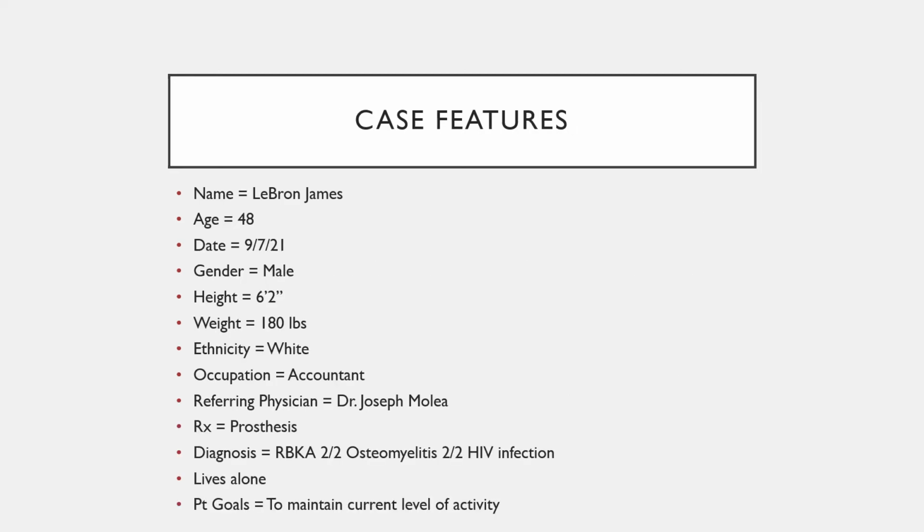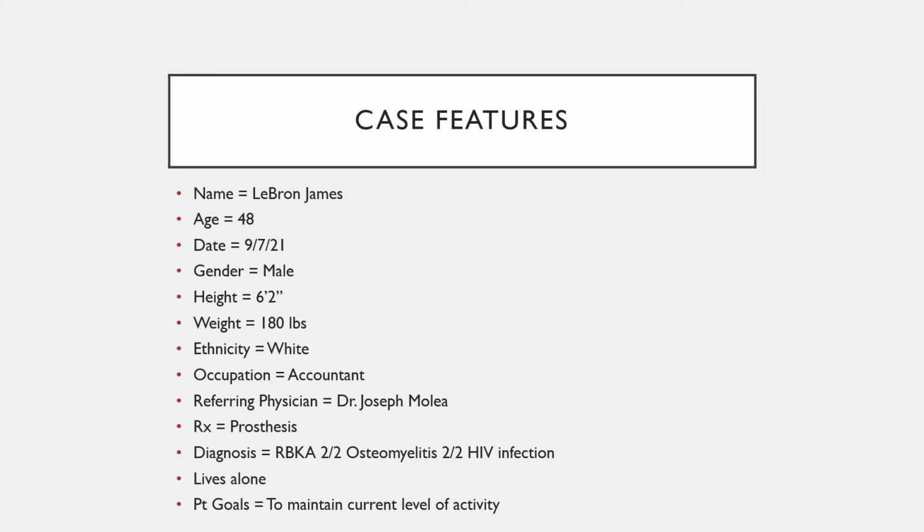All right, so now for our case features. This is our actual patient, LeBron James, classic. So he's relatively young, about 48, and he's a pretty big guy. Well, not huge, but he's a bigger guy. He's 6'2" and 180. He works as an accountant, so he's not very active. I mean, he's fairly active, but his job itself is not particularly strenuous.